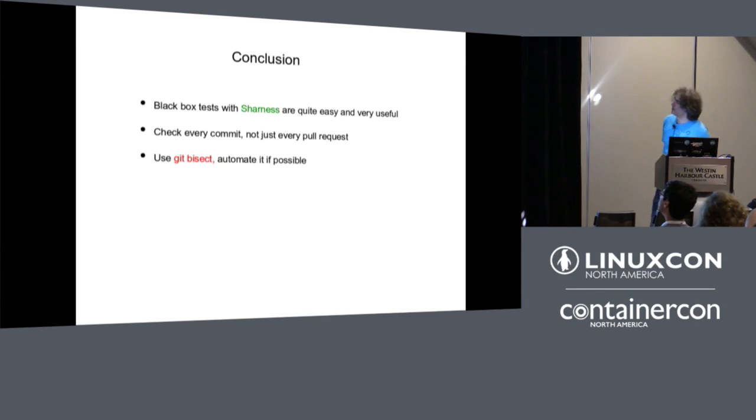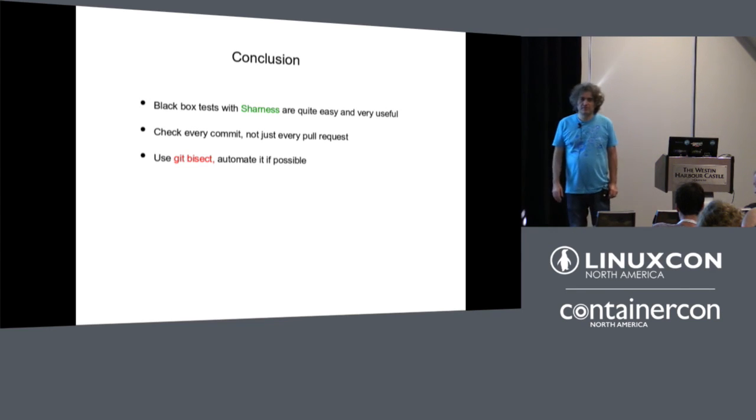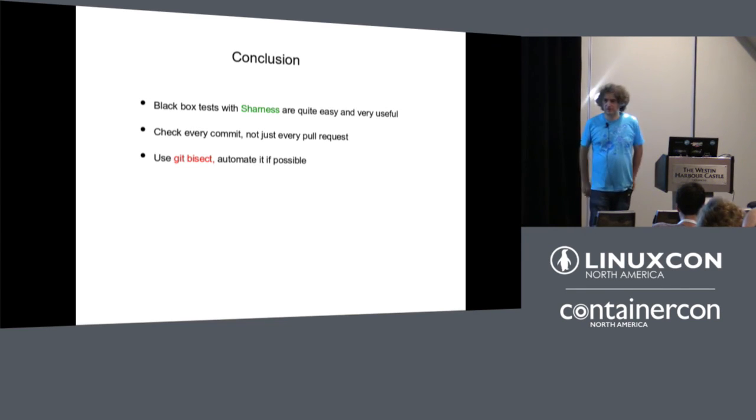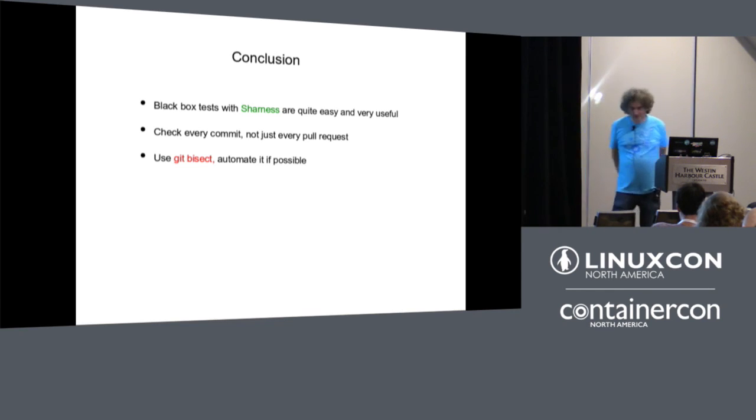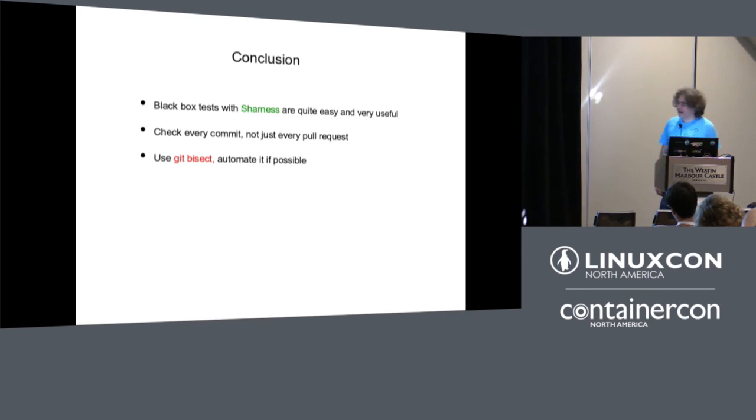I hope you could see that it's really helpful to have black box tests, that something like Sharness can be very helpful, and that it's very useful to check that each commit builds and passes the tests. Unfortunately, GitHub and tools like Travis are not really pushing people into doing these kinds of things. I think it's a bit unfortunate, but that's it. Use git bisect and automate it if you can.